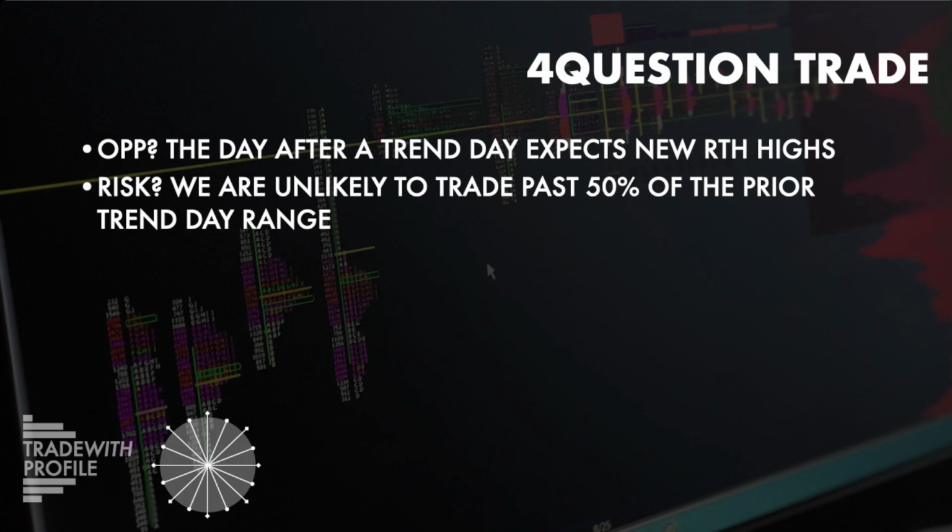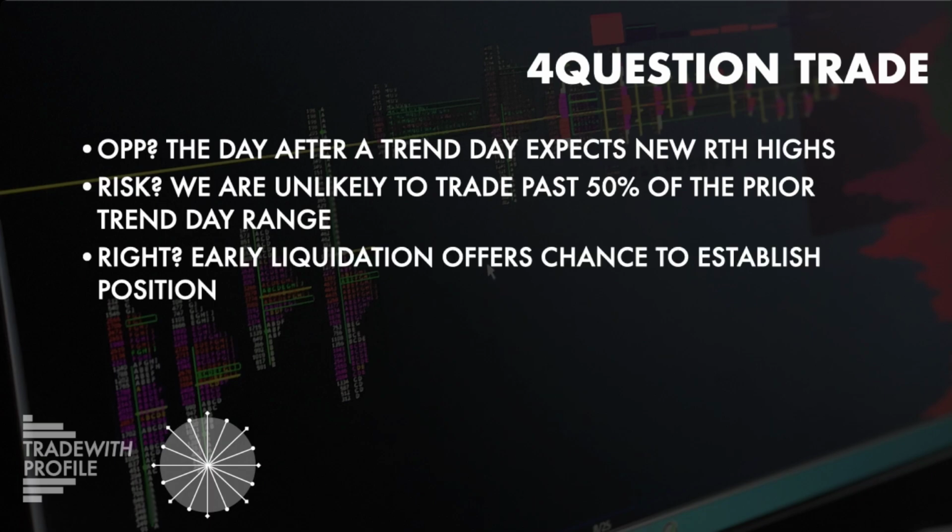What's our risk? Well, we're unlikely to trade below that 50%. And so we want to stay above that. That's kind of a maximum risk spot. We want to get as close to that on entry as we can because we can quickly know whether it's invalidated. How we'll know that we're right is that we get early liquidation before new RTH prices, that we can get a chance to establish new longs in the direction of the trend.